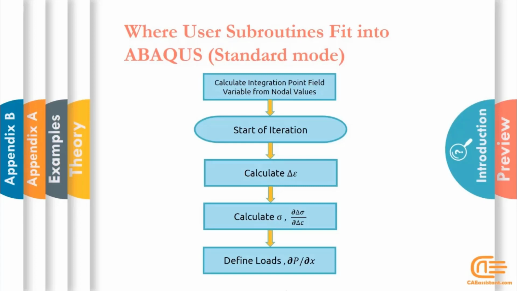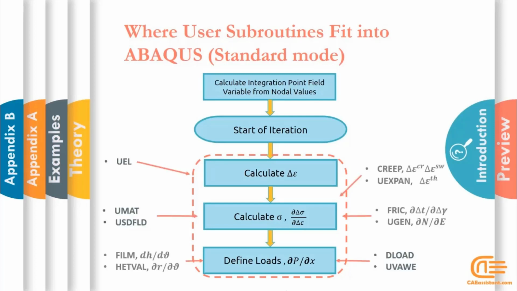In these subsequent iterations, the corrections to the model's configuration are calculated using the stiffness from the end of the previous iteration. Many widely used subroutines edit the variables in this part of the simulation for Abaqus. Here are some of them. Most of the subroutines related to the definition of the material, like UMAT, are located in the Jacobian determination block and the stress calculation.